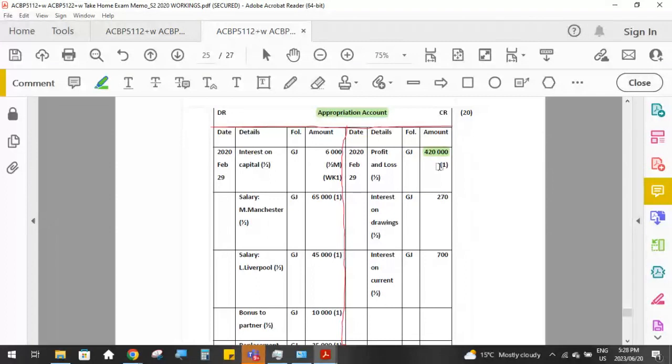$70,000 for the one partner and 50,000 for the other. We add those two together and multiply that by 5% to work out the total interest on capital. And we are now going to debit the appropriations account with the 6,000 Rand and credit interest on capital.